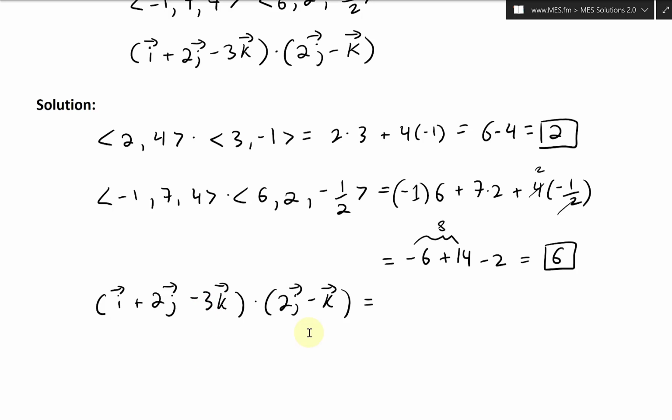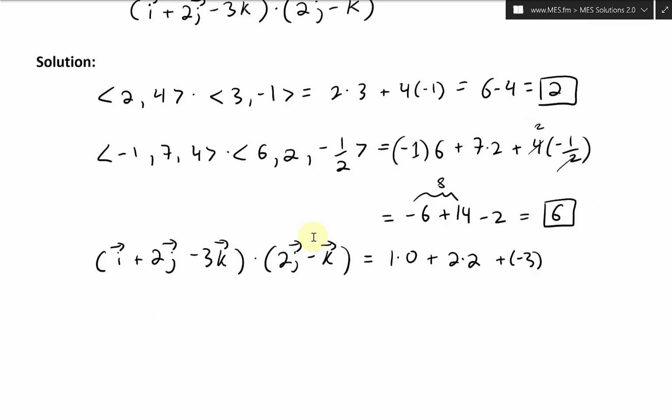So in other words, when we do the dot product of these two, this I, this is going to be 1 times 0, there's the 0 there, so we'll have a 1 times 0, and the next one's going to be plus 2 times 2. There's the J's matching up. And the next one here, negative 3 times, this one is just a negative 1 there. So we have a negative 1 like that.